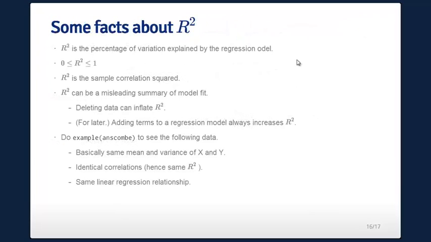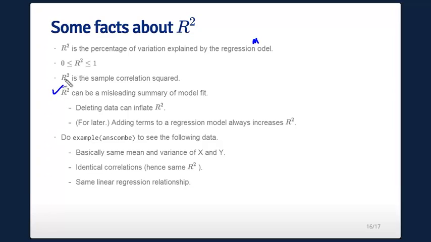Okay, so just briefly, some facts about R squared. It's the percentage of variation explained by the regression model. I'm missing an M there. I'll fix that in the repository. R squared has to be between 0 and 1. We've shown that. R squared is the sample correlation squared. We've shown that. R squared is a misleading summary of model fit.